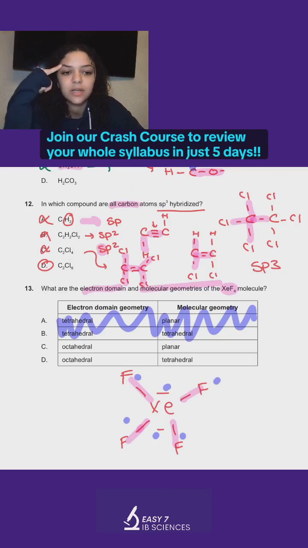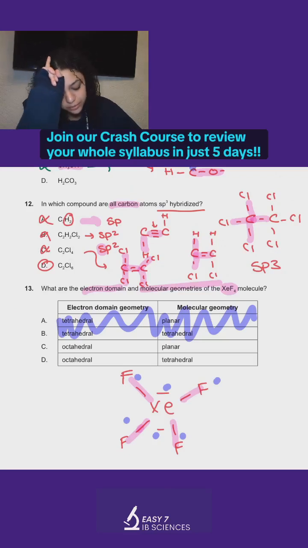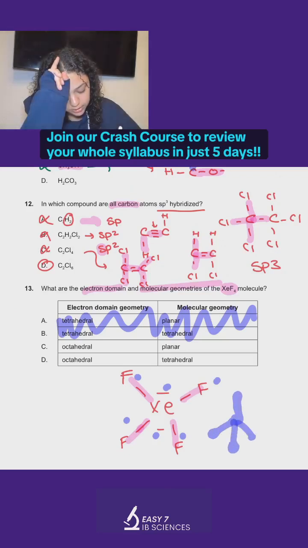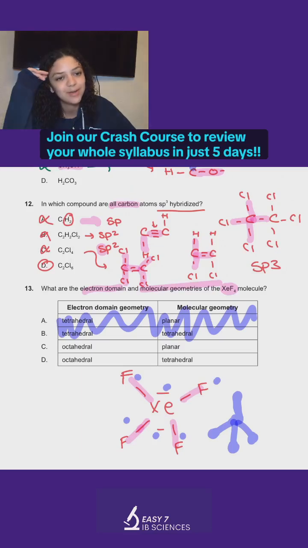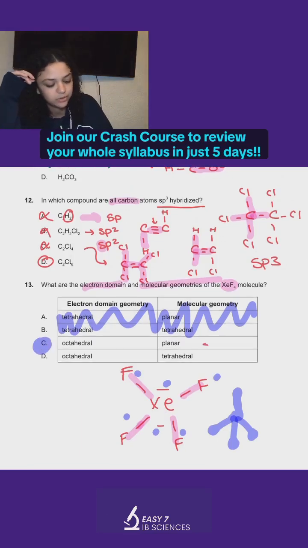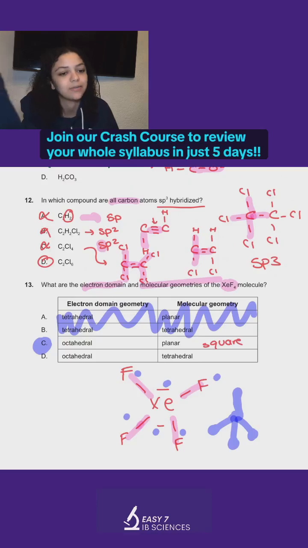Okay, a lot of people are saying tetrahedral. Careful, guys. This is not tetrahedral. Tetrahedral is bonded to 4 things, just like this, with no lone pairs. Can anyone recall what's the geometry? Very good. It's C. This is a square planar. They're a bit mean because they didn't mention square planar, but we know that that's called a square planar. Exactly, it's planar. Very good.